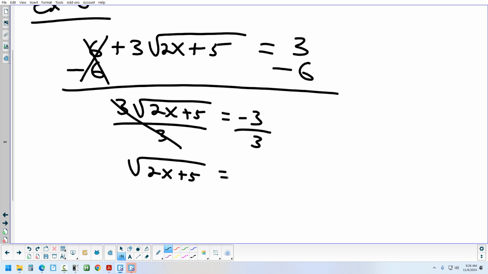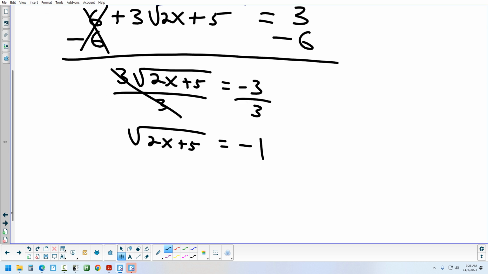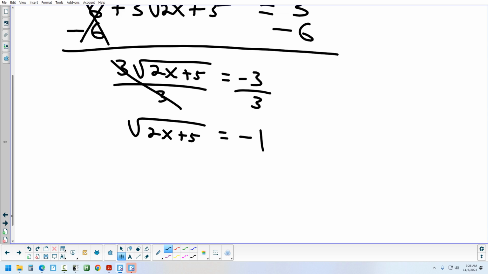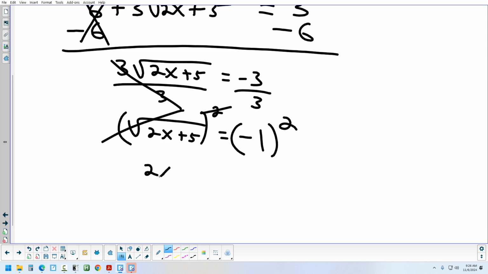And what's negative 3 divided by 3? Negative 1. Okay, is the square root by itself now? Yep. Okay, so now what would I do on both sides? Raise it to the power of 2. Square and square root cancel, so you get 2x plus 5 equals 1.